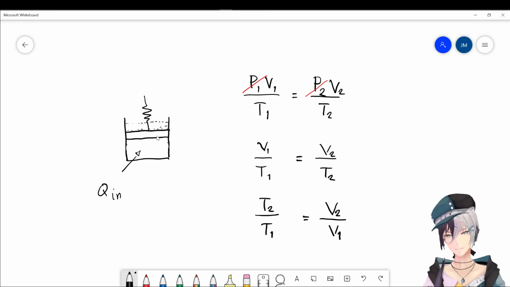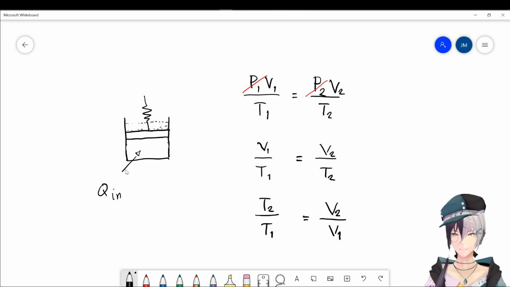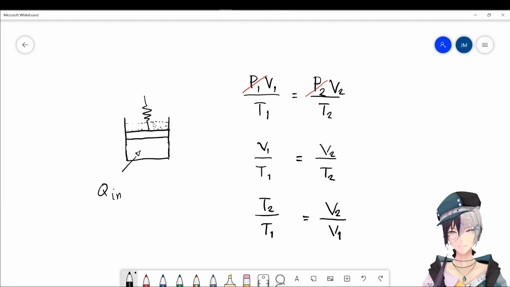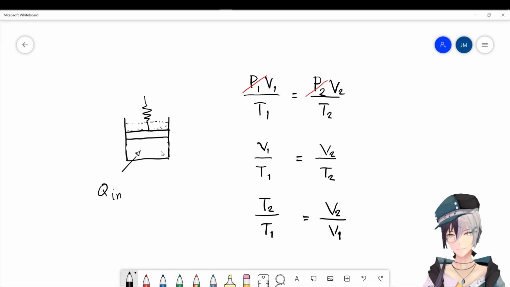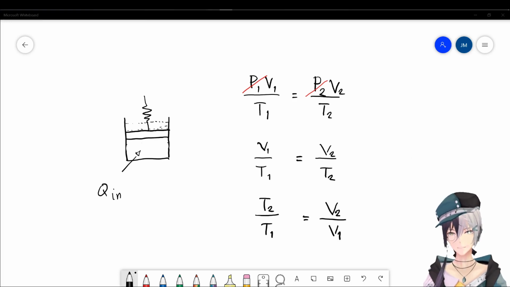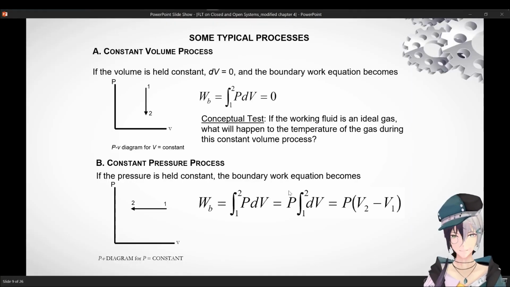As illustrated here, to maintain constant pressure, there is an increase in volume when heat energy is going in. Of course, temperature will also increase. When energy is rejected, temperature will decrease, and so volume will also decrease. So that is for isobaric process.